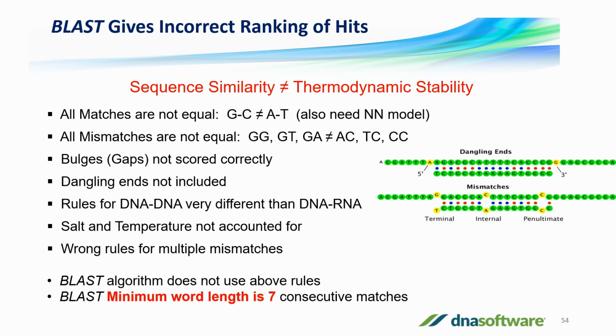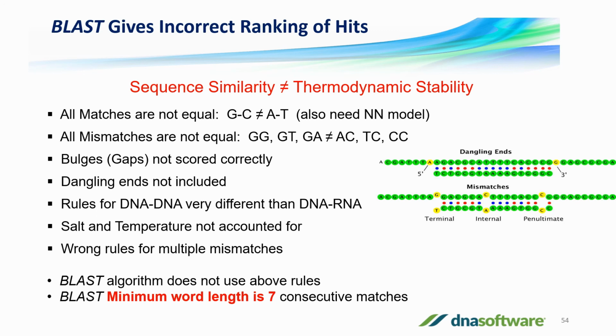All right, let's look at why BLAST gives the incorrect rank of hits. The fundamental problem here is that sequence similarity is not the same thing as thermodynamic stability of a complementary sequence. For example, not all matches are equal. A GC base pair is not equal in stability to an AT base pair. BLAST, on the other hand, because you just take the complement of your sequence and score all matches the same, is effectively scoring all G matches the same as all A matches, which is equivalent to saying that a GC pair is the same as an AT pair, which is not correct.